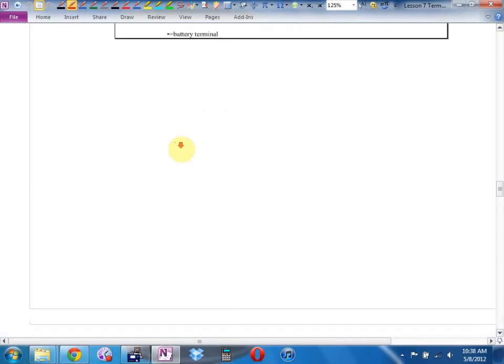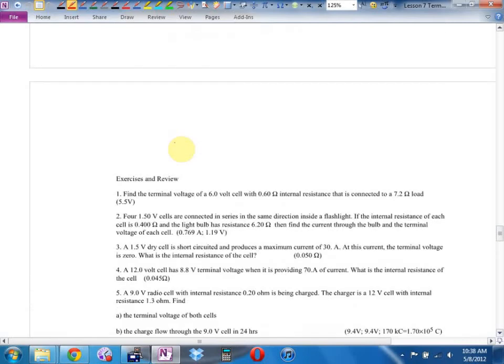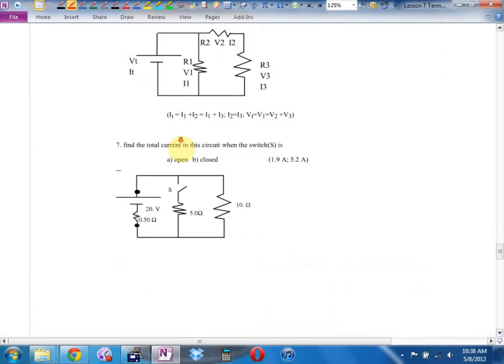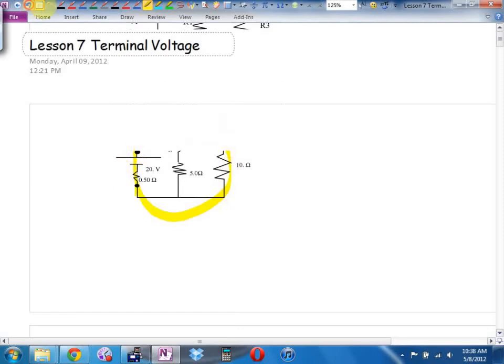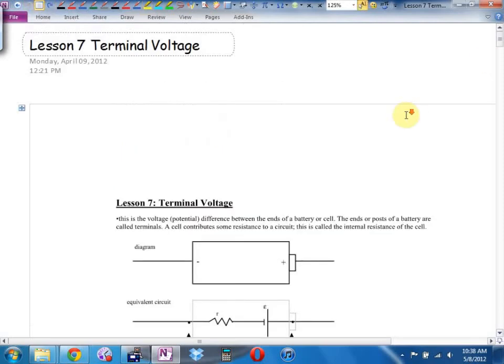Any questions from the homework? Yes. Number 7. Okay. They want me to find total current. I quickly check, is there anywhere that they've told me 2 pieces of information because the questions really fall apart? No. Okay. When it's open, all I have is this.